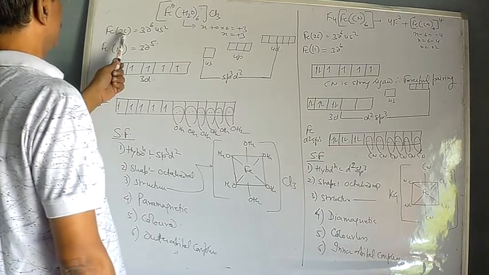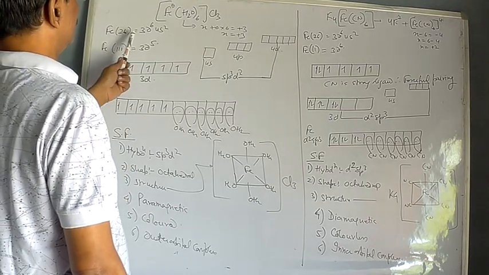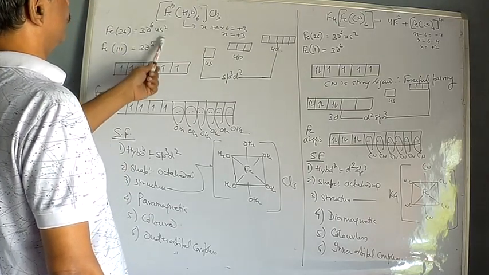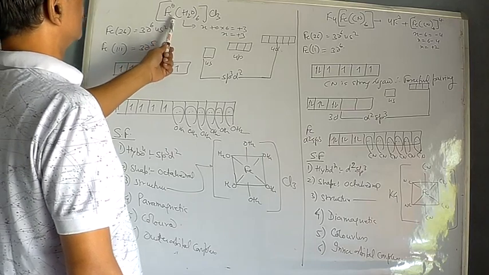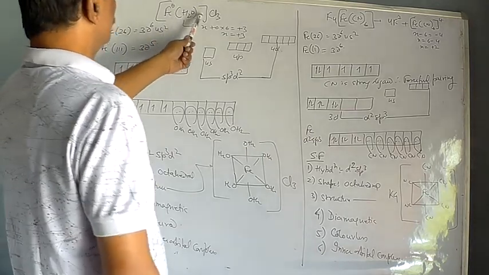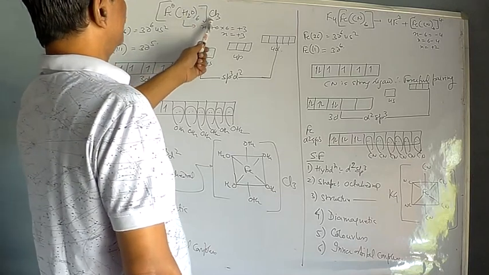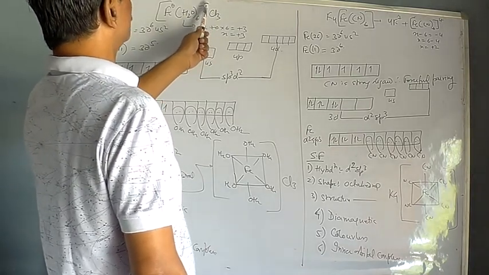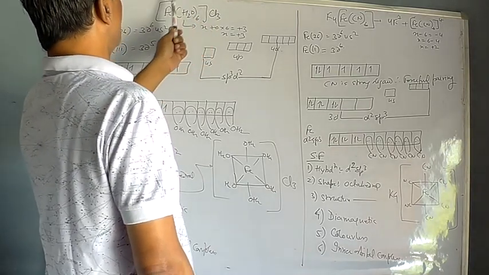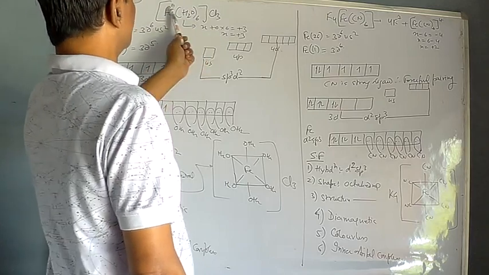Class, iron, atomic number is 26. Valence shell configuration is 3d6 4s2. Let us find out the oxidation number of iron here. Water has no charge, Cl has minus 3 charge. So whatever the charge plus 3, it is from iron only. So iron is plus 3 here.